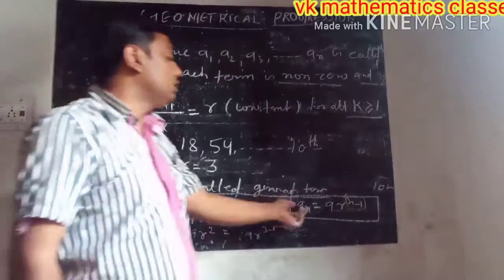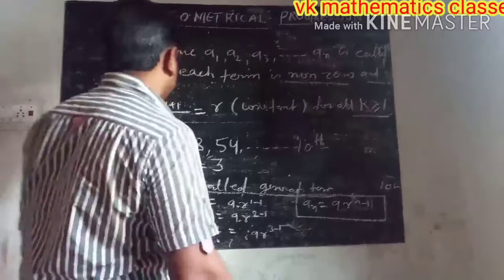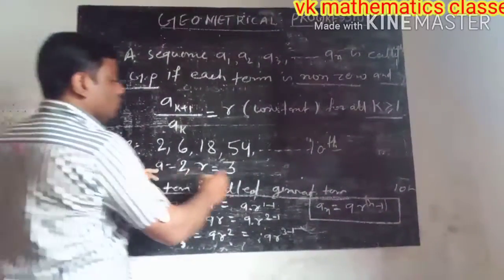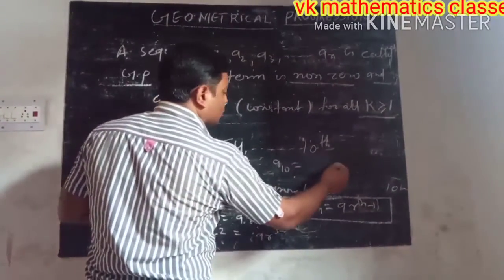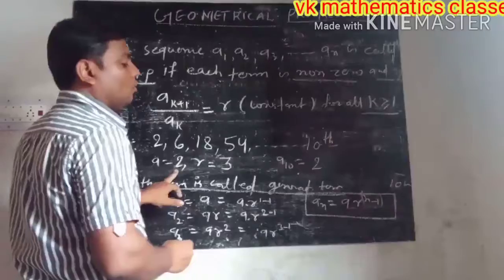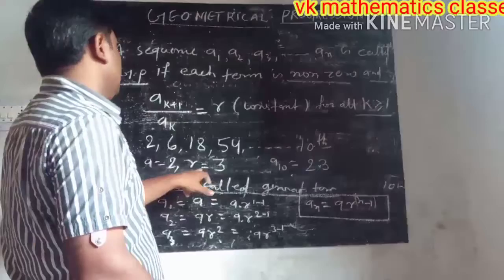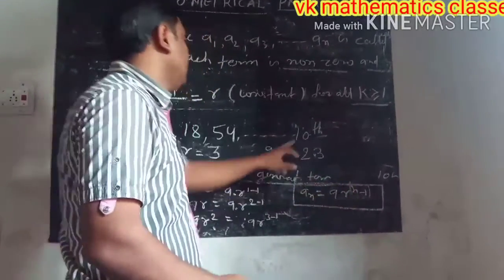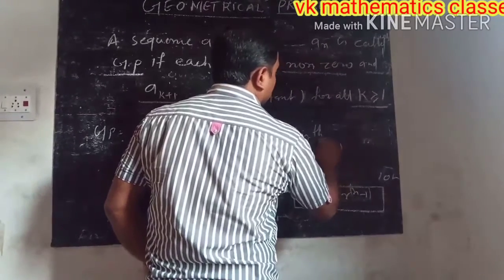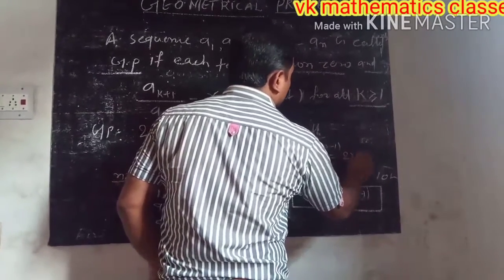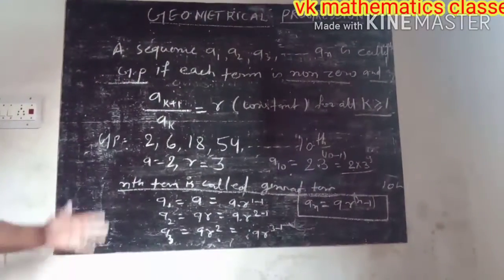And this is your general term or nth term. We take n equal to 10 and find the 10th term. So here a10 is equal to a is 2, r here 3, and n here 10, because 10 minus 1. This is 2 into 3 to the power 9. This is your 10th term.